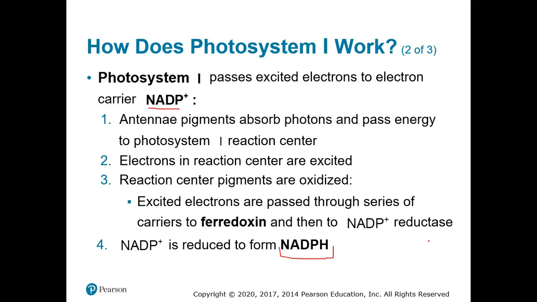So the process is going to be somewhat similar. We're going to see the antenna pigments absorb the photons, resonance energy transfer to that reaction center. Electron in that reaction center is excited. Okay, that excited electron is given to a molecule called ferredoxin, and ferredoxin gives it to NADP plus in order to form NADPH. And we're going to see an enzyme that works with ferredoxin called NADP plus reductase. Okay, so it's just working with ferredoxin to hand that electron off to its final carrier.